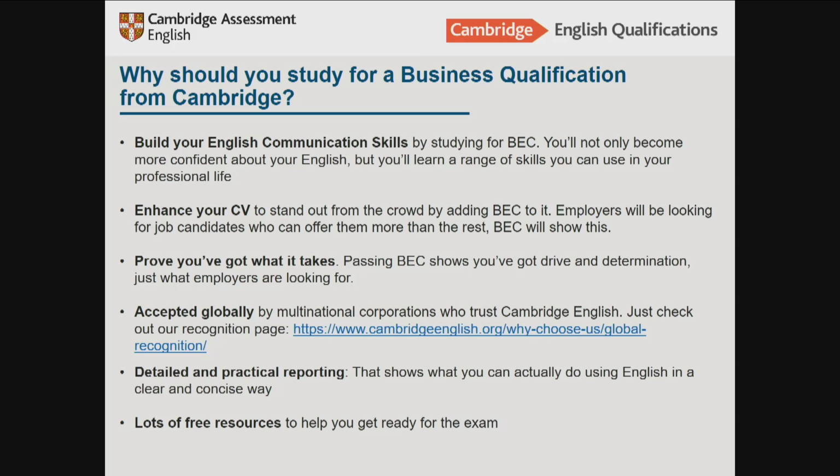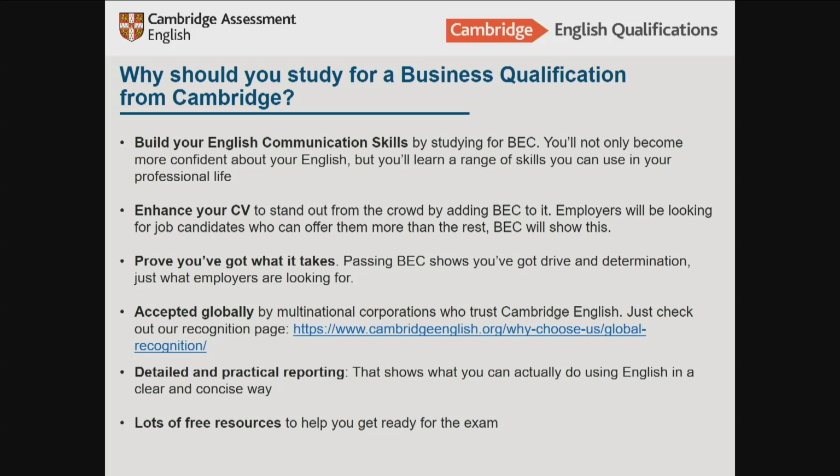So why should you study for one of these business qualifications? Well, first of all, it'll help you to build your English communication skills by studying for BEC. You'll not only become more confident about your English, but you'll learn about a range of skills that I've just shown you that you'll be able to use in your professional life. Also, you'll be able to enhance your CV and stand out from the crowd by adding a BEC qualification to it. Employers will be looking for job candidates who can offer them more than the rest, and BEC helps to show that you can do just that.